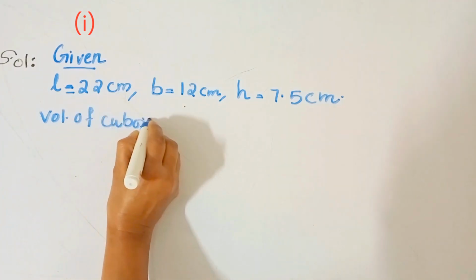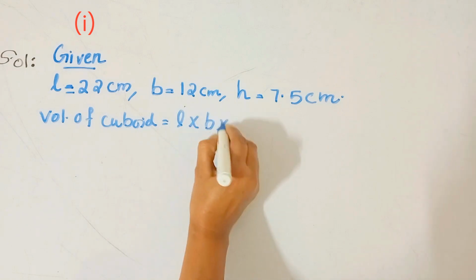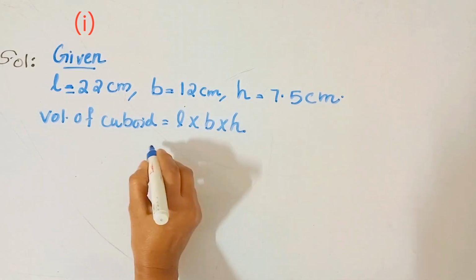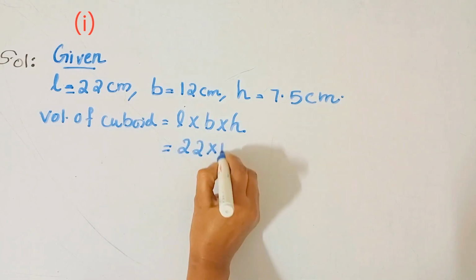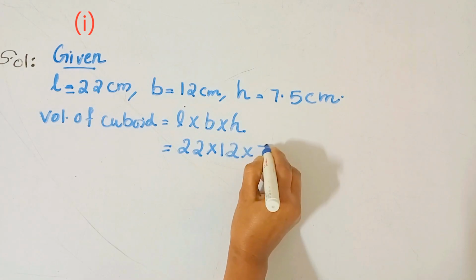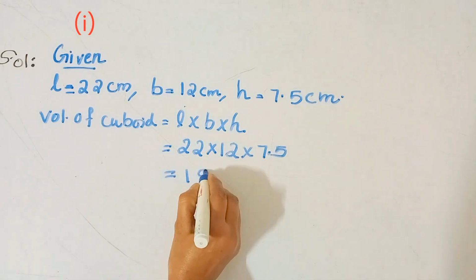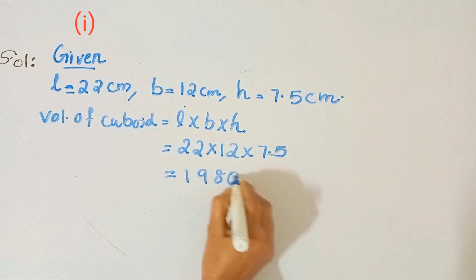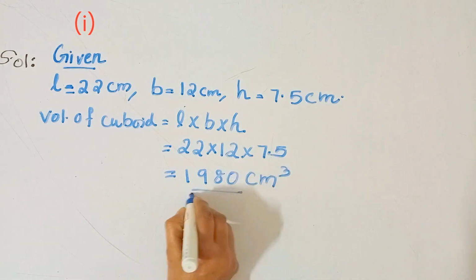To find the volume of a cuboid, we use the formula length times breadth times height. So, 22 multiplied by 12 multiplied by 7.5. The final answer is 1,980 cubic centimeters.